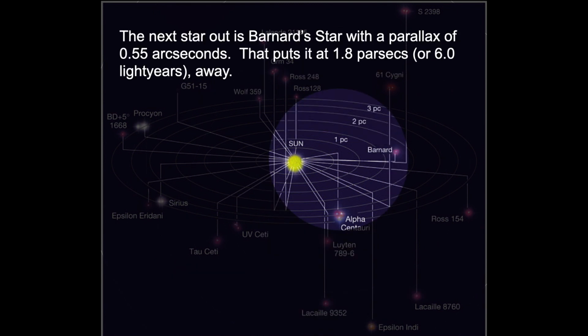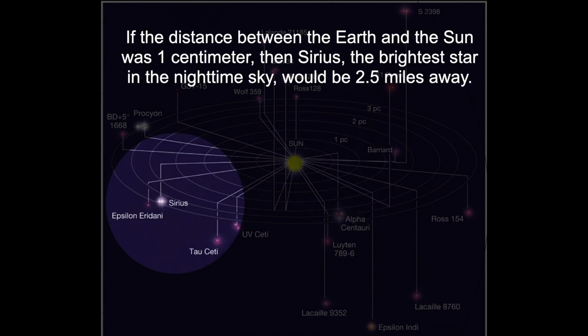And if we go to the next one, the fastest moving star across the sky, which is Barnard's star, it has a parallax of about half an arcsecond, and that's about 6 light years away, or 1.8 parsecs. So it's really far. And if we look at the brightest star in the sky, Sirius, it would be about 2.5 miles away if our distance between the Earth and the Sun was 1 centimeter.